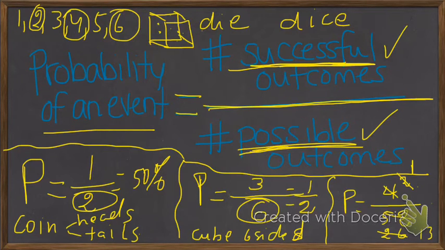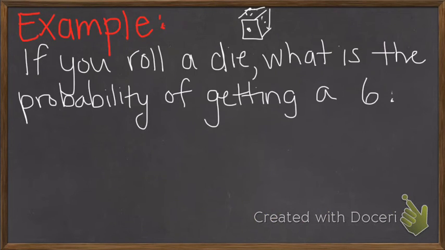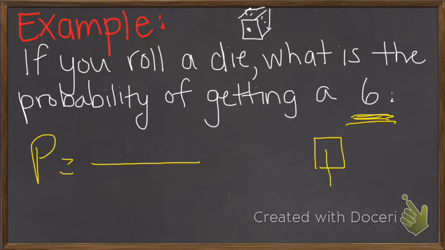So now we are going to give you an example to practice. If you roll a die, what is the probability of getting a 6 only? Again, the probability equals your successful outcomes over your possible outcomes. What is your successful outcome? Well, there's only 1 six on the die, so you have 1 chance. Remember we have 6 sides.